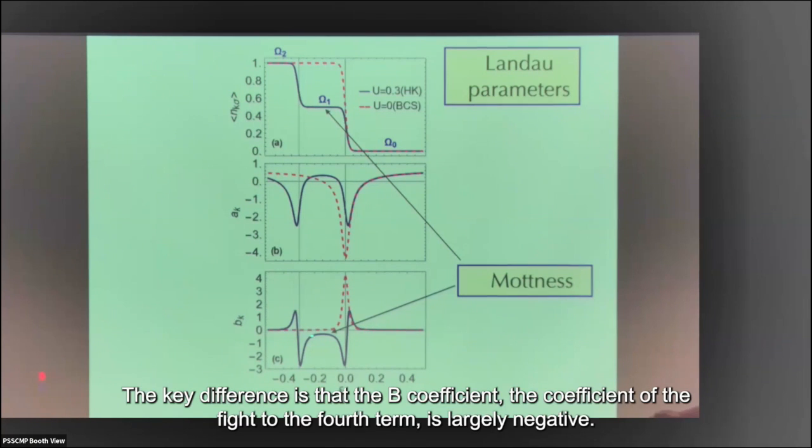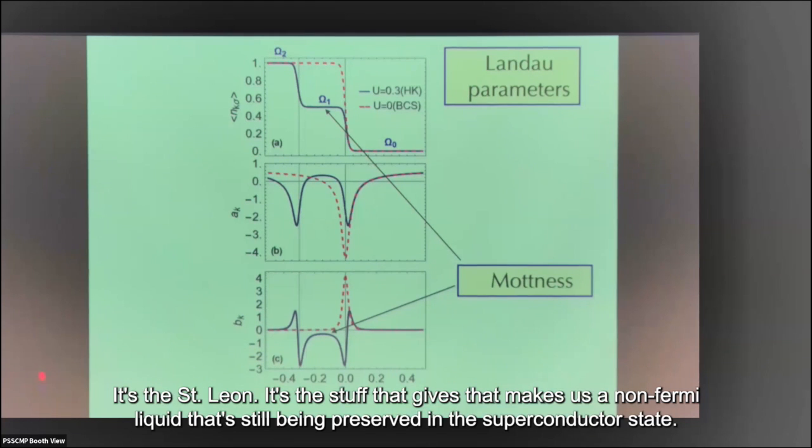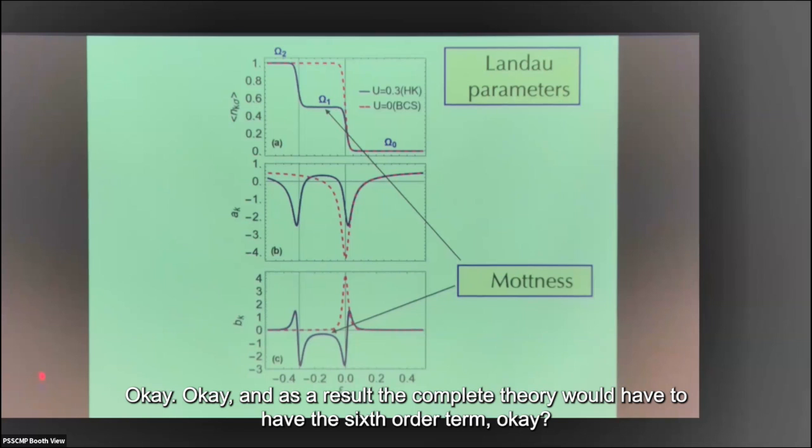The key difference is that the B coefficient, the coefficient of the phi to the fourth term, is largely negative as a result of the singly occupied part, the thing that gives you Mott physics. And it's exactly what the other people have noticed. It's the stuff that makes this a non-Fermi liquid that's still being preserved in the superconducting state. And as a result, the complete theory would have to have a sixth order term.